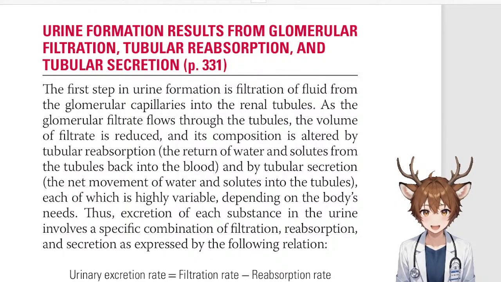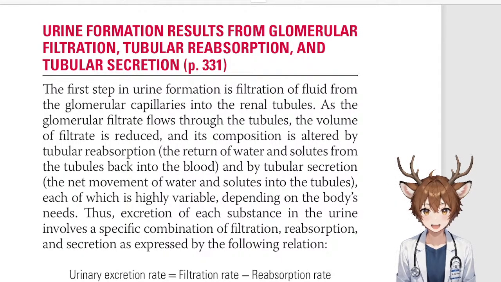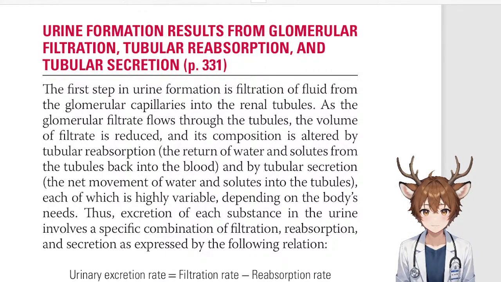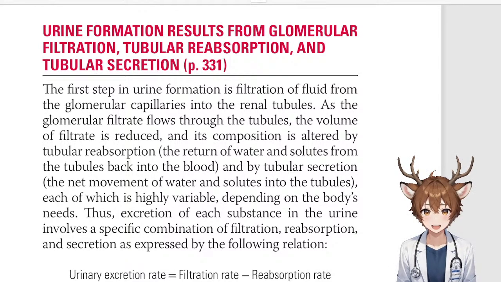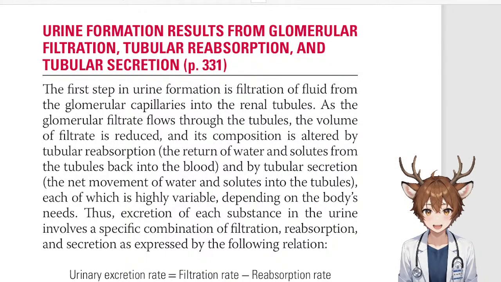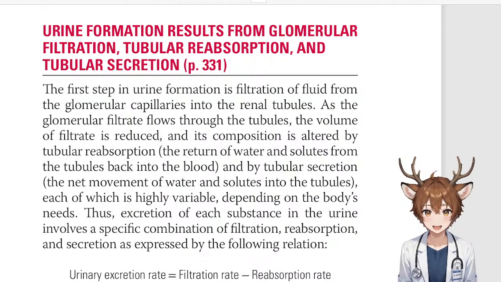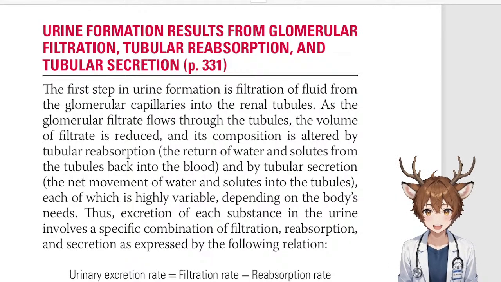Urine formation results from glomerular filtration, tubular reabsorption, and tubular secretion. The first step in urine formation is filtration of fluid from the glomerular capillaries into the renal tubules. As the glomerular filtrate flows through the tubules, the volume of filtrate is reduced, and its composition is altered by tubular reabsorption, the return of water and solutes from the tubules back into the blood, and by tubular secretion, the net movement of water and solutes into the tubules, each of which is highly variable depending on the body's needs.